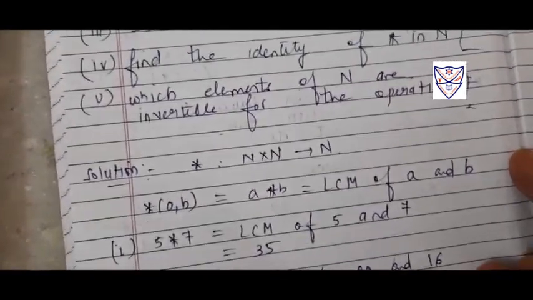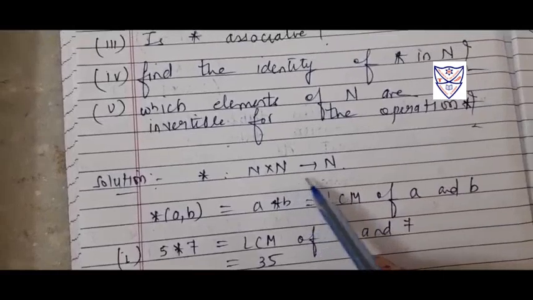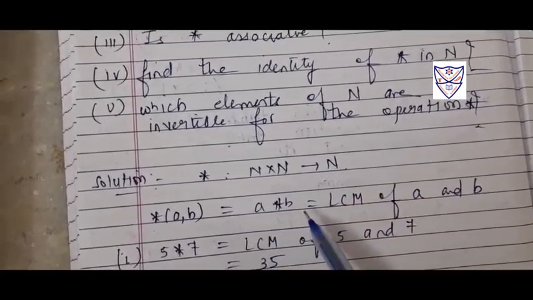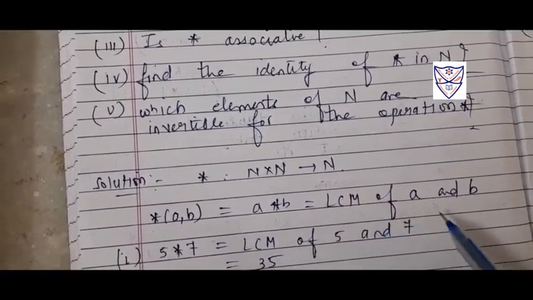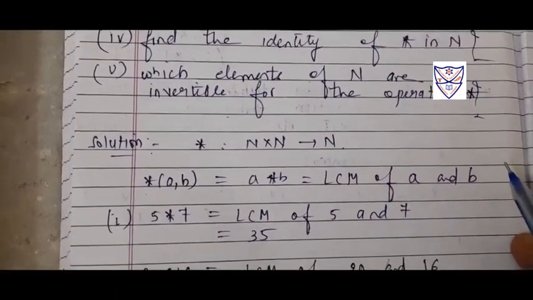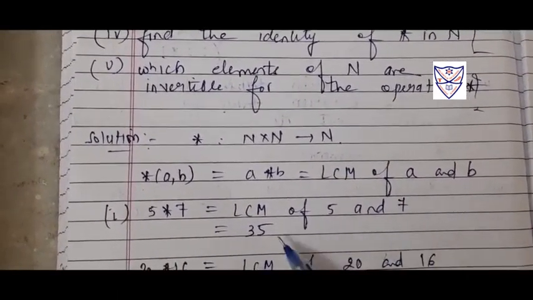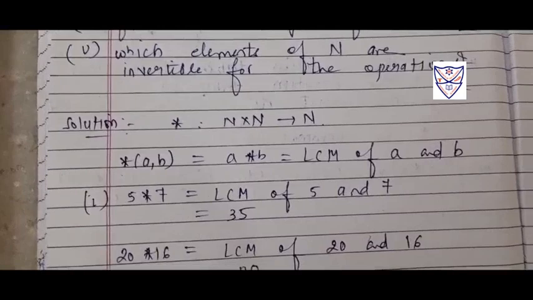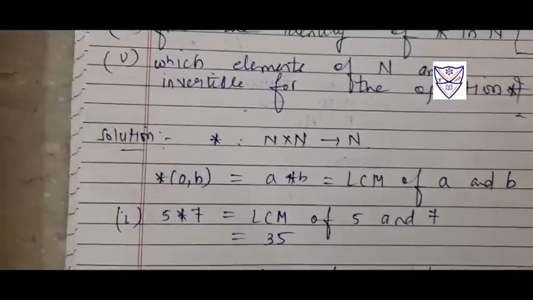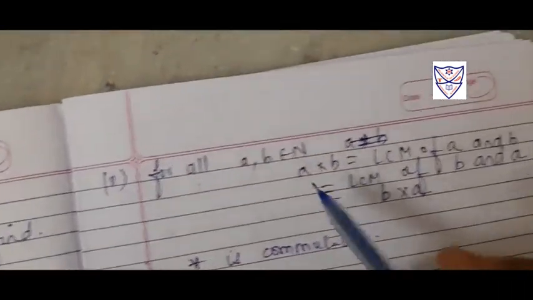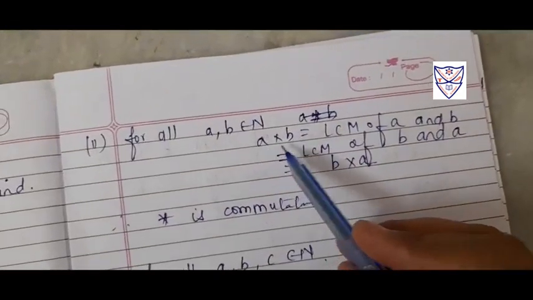First, the function is defined from N cross N to N, and a binary with b is the LCM of a and b. So LCM of 5 and 7 is 35. 20 binary with 16 is 80. Okay.